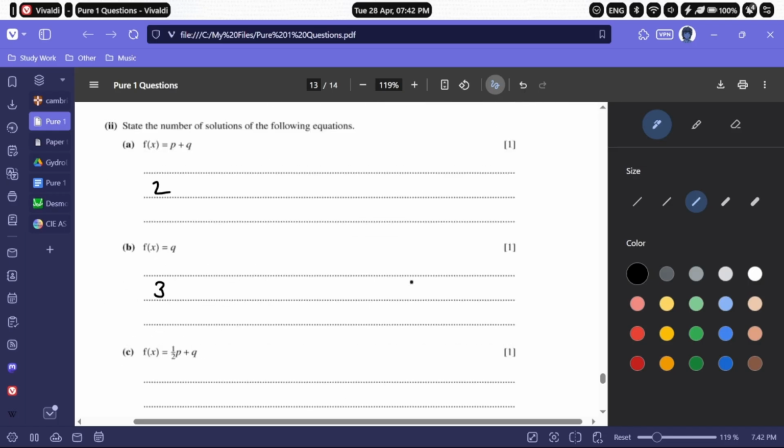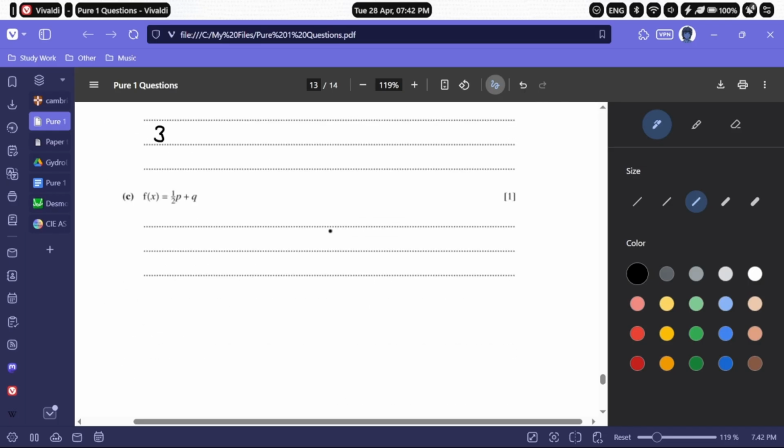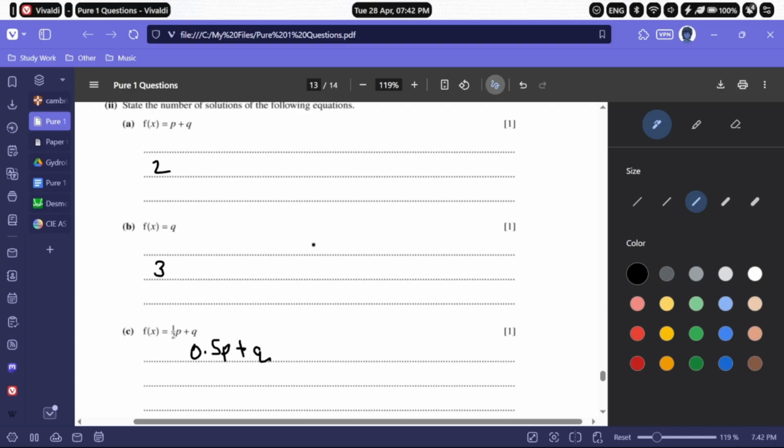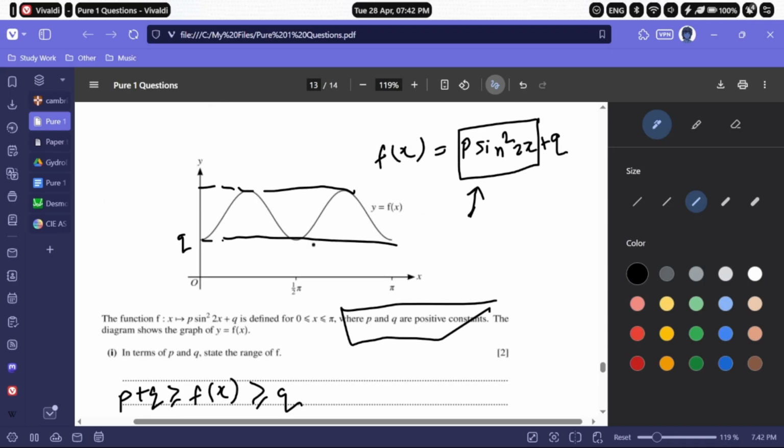I'm tired, so I'm gonna move on. Now you have f of x is p by 2 plus q, so 0.5 p plus q. I think you can do it several ways, but obviously 0.5 p plus q would be between q and p plus q, right? It obviously has to be between, because you're just multiplying p by 0.5. So you can just make some random line over here, and clearly there are going to be four intersections no matter where you look.